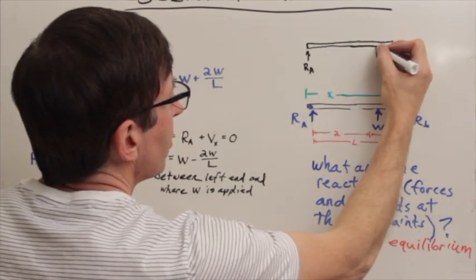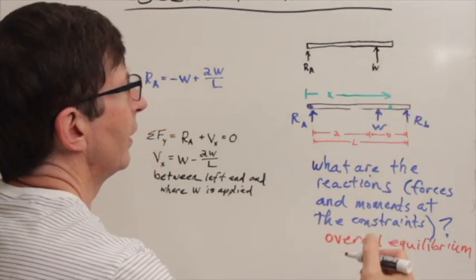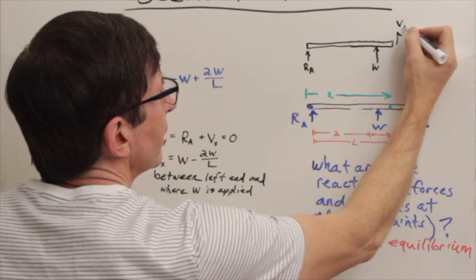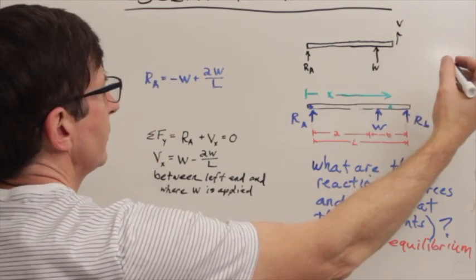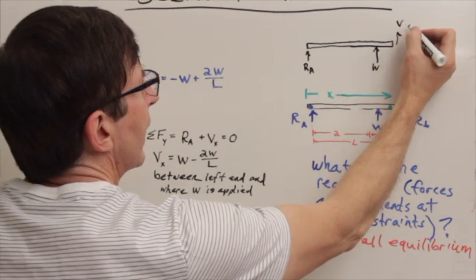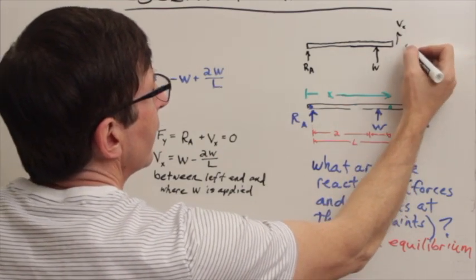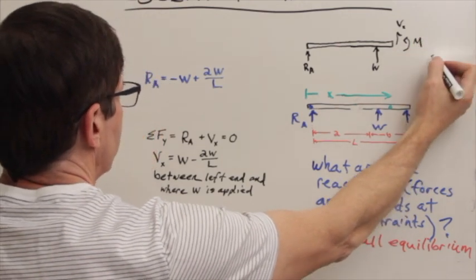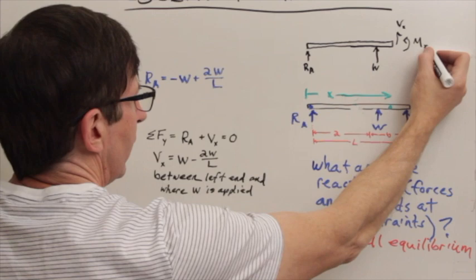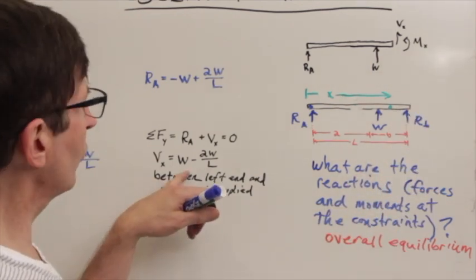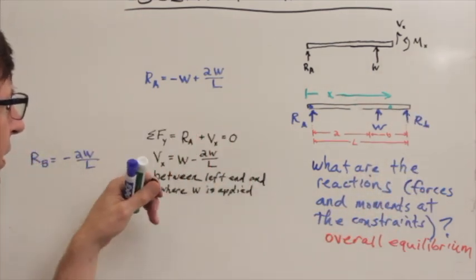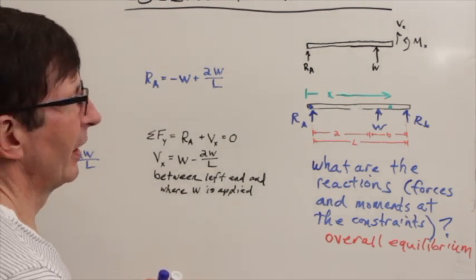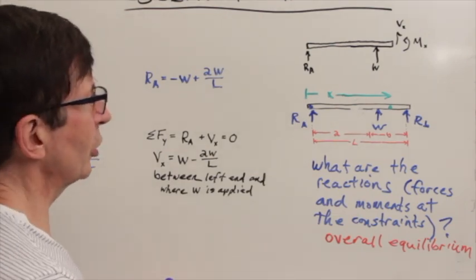W is applied at this point, and then at this we have an unknown V at point X, and then we have our unknown moment about X as well. And I forgot to write the X equation that went along with this part. And we should take care of that.